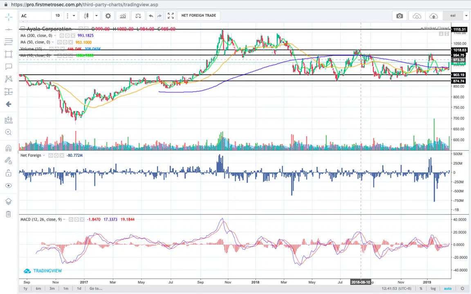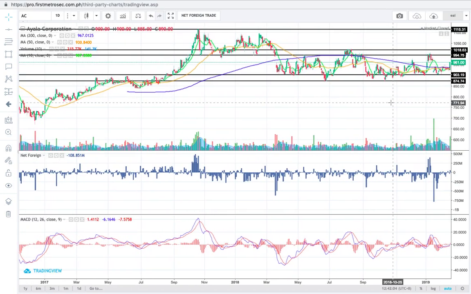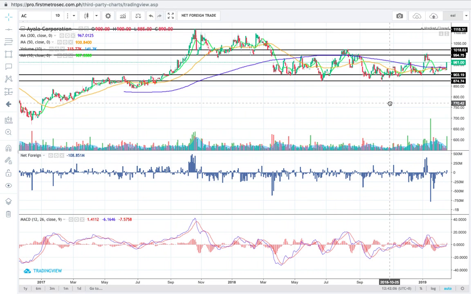So from then on, the support at 874 pesos, this line, has been respected all the way to the present date. So that's why our current support level is at 874 pesos, or 875, you're going to round it up. And then the resistance is still pegged at 1,018 or 1,019 pesos per share.